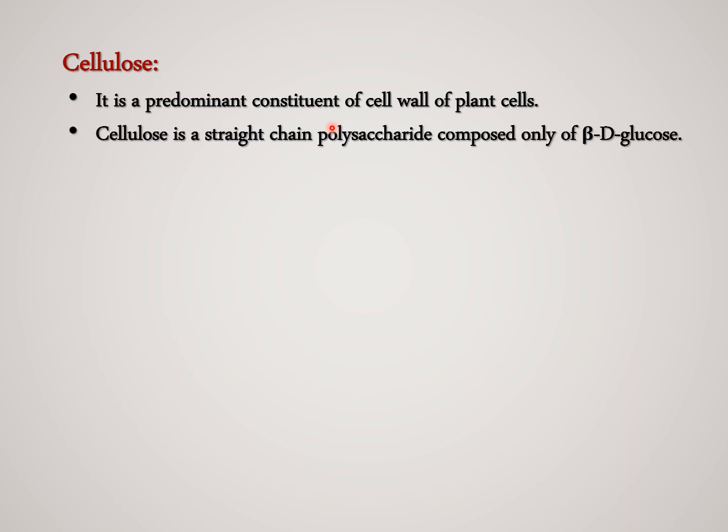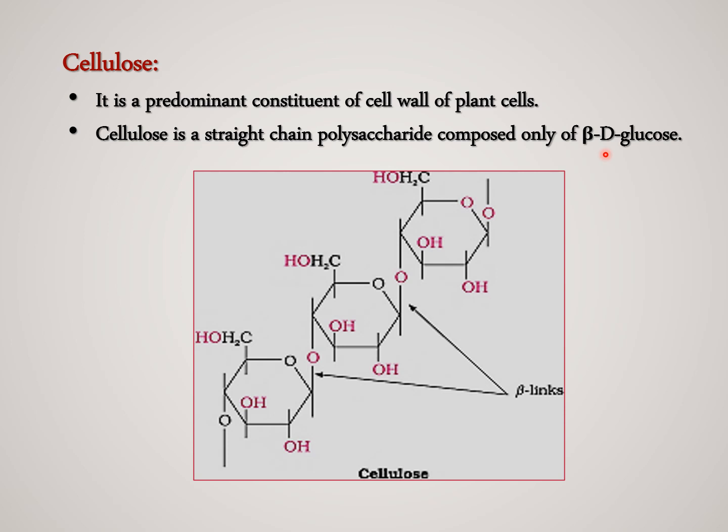Cellulose is a straight chain polysaccharide, consisting of only beta-D-glucose units, which are all linked as beta-1,4 glycosidic linkage. So let us check the structure. This is the formula of glucose. This is carbon 1, carbon 2, carbon 3, carbon 4, carbon 5, carbon 6. Carbon number 4 has OH below the plane.